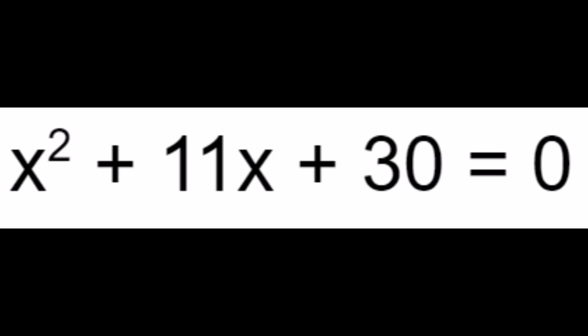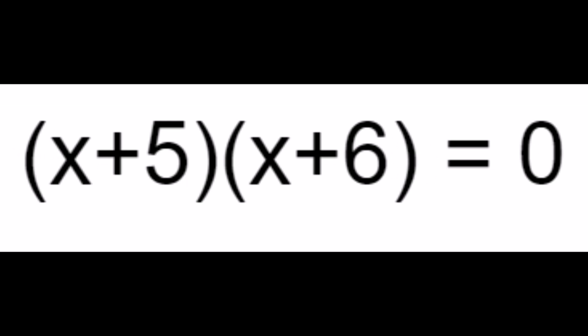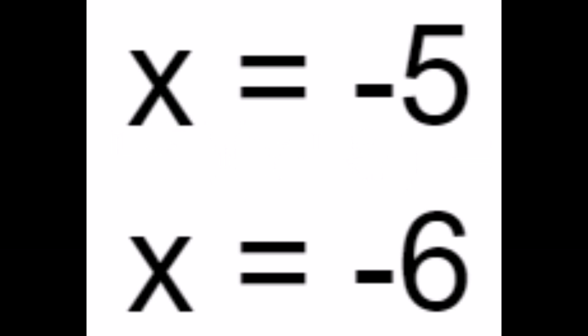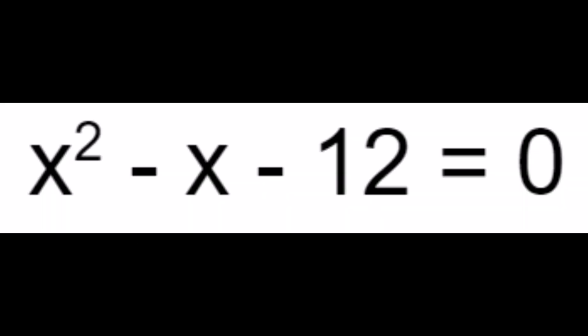Basic factoring can also work when the equation is not a square. For example, with the equation x squared plus 11x plus 30 equals 0. In this case, you find a factor pair of the constant term, in this case 30, that adds up to the coefficient of the x term, in this case 11. For this equation, the two numbers are 5 and 6, giving us x plus 5 times x plus 6 equals 0. The two solutions, therefore, are x equals negative 5 and x equals negative 6.